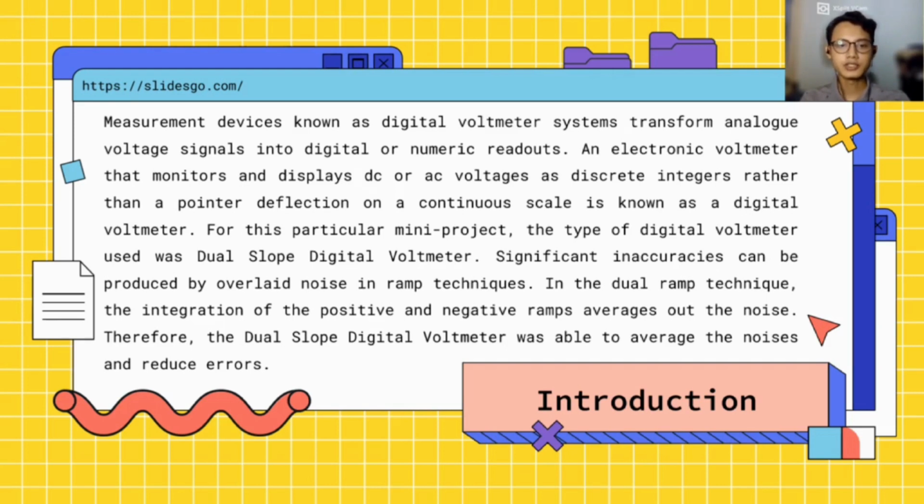For this particular mini project, the type of digital voltmeter used was the dual-slope digital voltmeter. Significance in accuracy can be produced by overlaid noise in the ramp technique. In the dual ramp technique, the integration of the positive and negative ramps averages out the noise. Therefore, the dual slope digital voltmeter was able to average the noise and reduce the error.